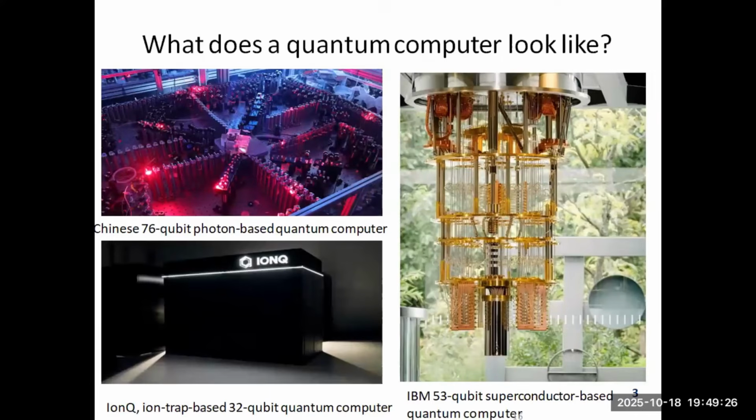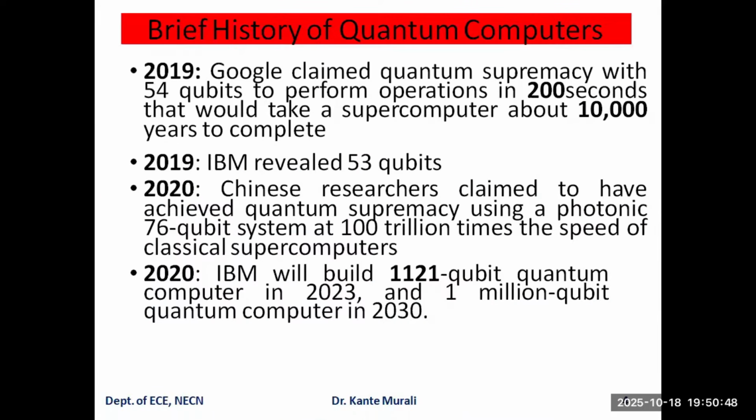Now let us see some snapshots of quantum computers. Many students may imagine a shiny futuristic box, but in reality, a quantum computer often looks like equivalent geometries. Like the IBM 53-qubit machine based on superconducting circuits, the Chinese 76-qubit quantum computer which is based on photons, and the IonQ 32-qubit quantum computer which is based on the trapped ion principle. So when you see a golden cylinder hanging down, that is a cooling system protecting the fragile quantum core.